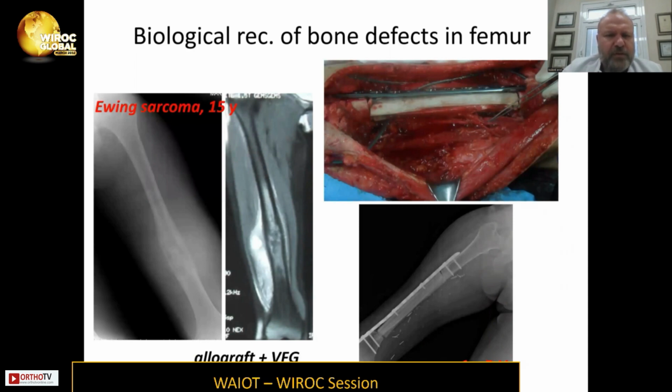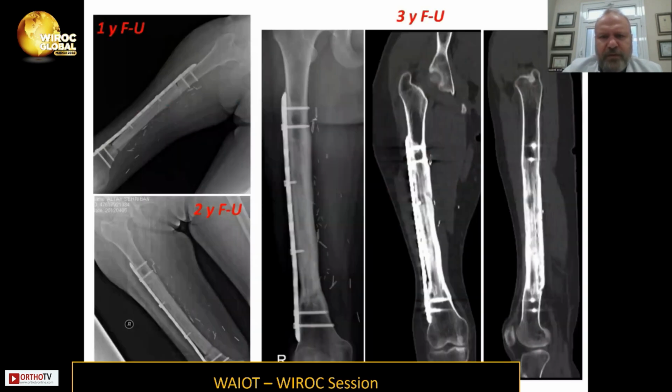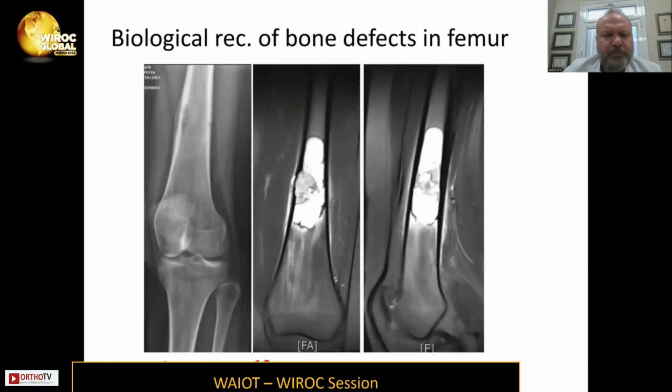Another patient, a 15-year-old girl with Ewing sarcoma of the femoral diaphysis, again following resection, a combination of a fresh frozen allograft and vascularized fibular graft was performed. You see the 1-year, 2-year and 3-year follow-up radiographs of the patient, again showing complete healing of the fibular graft in both ends, hypertrophy, and incorporation with the surrounding allograft.